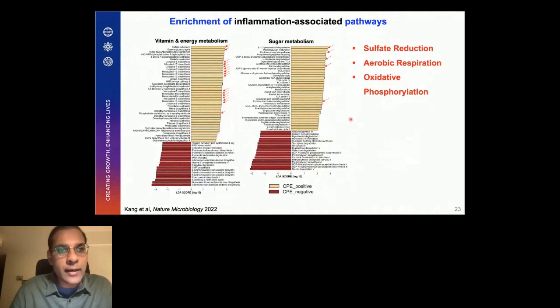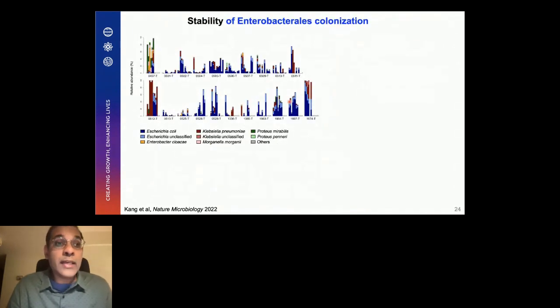But also if you look at the metagenome and the genes and pathways that are enriched during colonization, we see an enrichment for inflammation-associated pathways through various mechanisms, from sulfate reduction to aerobic respiration and oxidative phosphorylation, which serve as signatures for inflammation in the gut and the response of the microbiome to that. So overall, it seems like we have a perturbed gut microbiome, even though the colonization by carbapenemase producing Enterobacterales is asymptomatic and does not lead to overt disease.